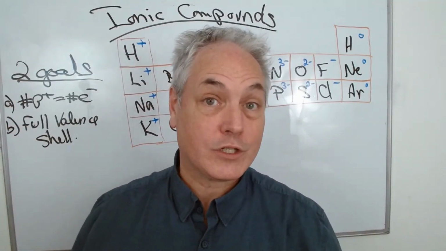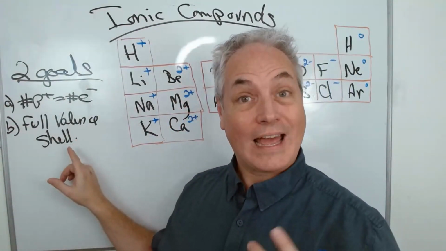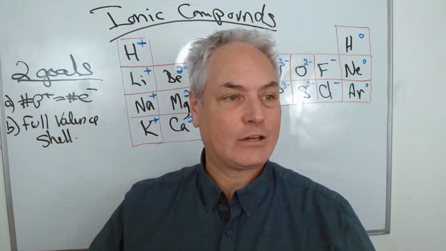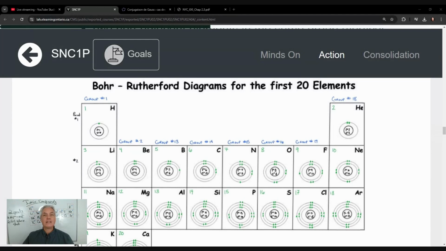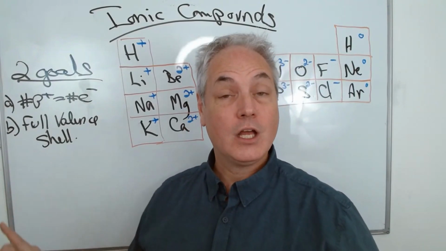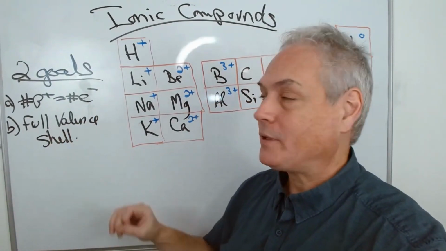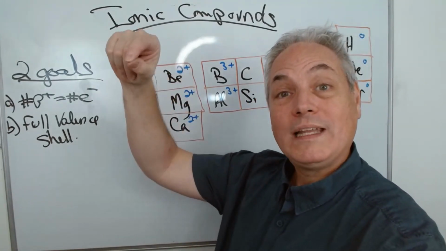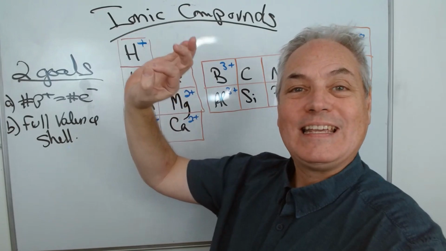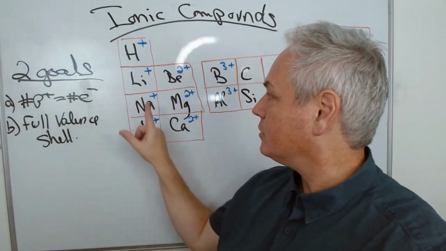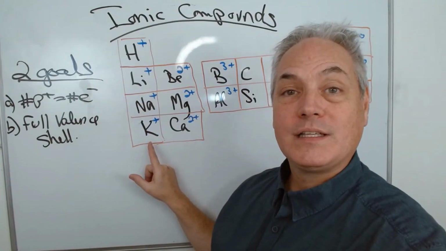So if we summarize what we just mentioned, we said that atoms have 2 goals in life. The first one is to have the same number of protons as electrons, and that gives us this idea of the Bohr-Rutherford diagram. Now, the second goal they want is to have a full valence shell. We noticed from the conversation a moment ago that the metals in the first column, the alkali metals, have 1 electron on the outer shell, and therefore it's easy for them to let 1 go. So if they have 1 more proton than electron, this will give them a positive charge.